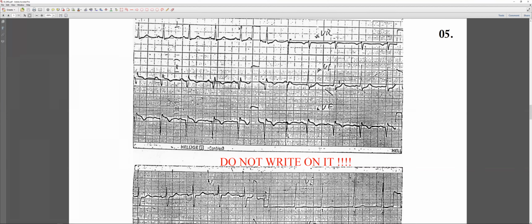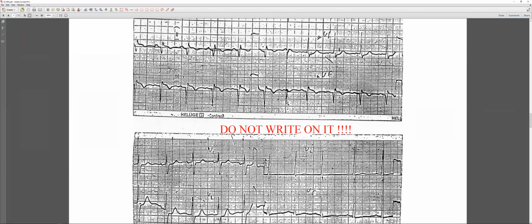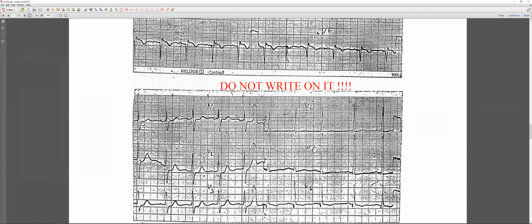Okay. So because it's in 2, 3 in AVF, I can say inferior MI, and because the Q is present, you can say acute. Is it moving down? Inferior, yes, acute MI, and looking at the chest leads, you can see the R progression. It's a bit hard to see in V4 and V5.